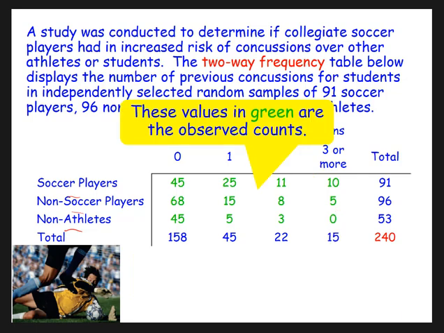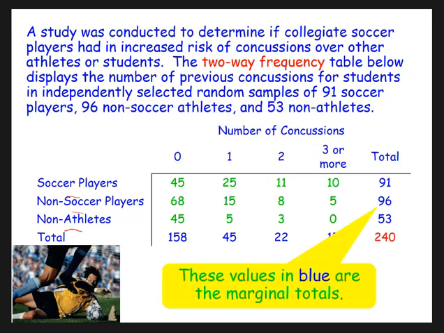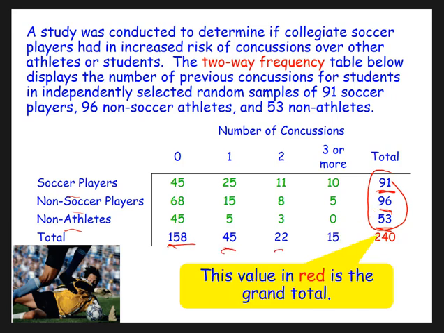So the green numbers there are what we call the observed counts. Those are the values that we actually found when we surveyed those players. In the blue, those are the totals. They're called the marginal totals. In probability, we refer to them as the marginal probabilities. So these are the row totals: the total soccer players, total non-soccer players, and total non-athletes. This is the total of 0 concussions, 1 concussion, 2, and so on. The red here is the grand total. So there's a total of 240 people in this table, period.